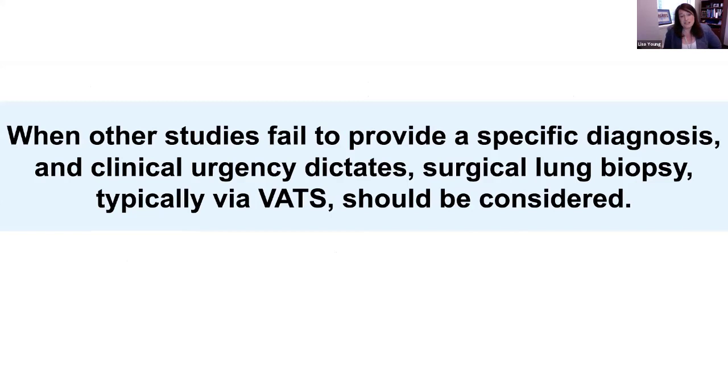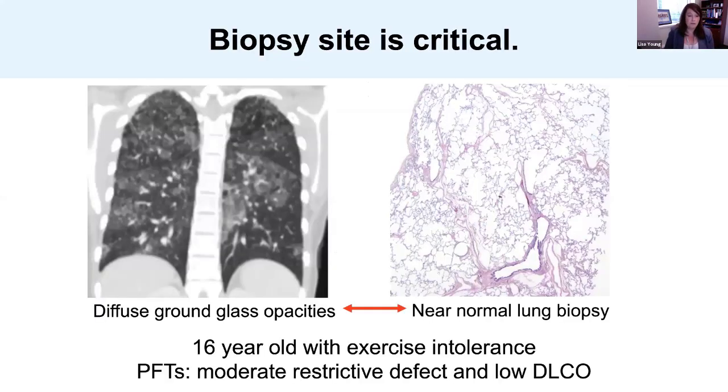So when do you need to do a lung biopsy? Well, the short answer is if the other studies fail to provide a diagnosis and the clinical urgency dictates, then surgical lung biopsy, typically via VATS, video-assisted thoracoscopic surgery, should be considered. But the biopsy site is going to be critical. So let's look at this case.